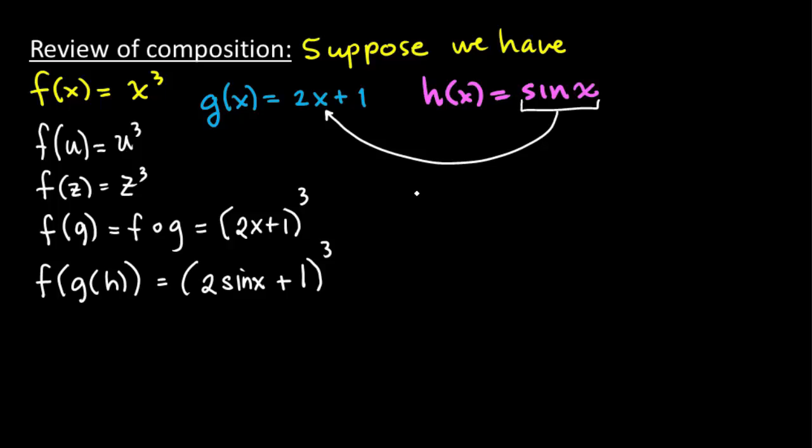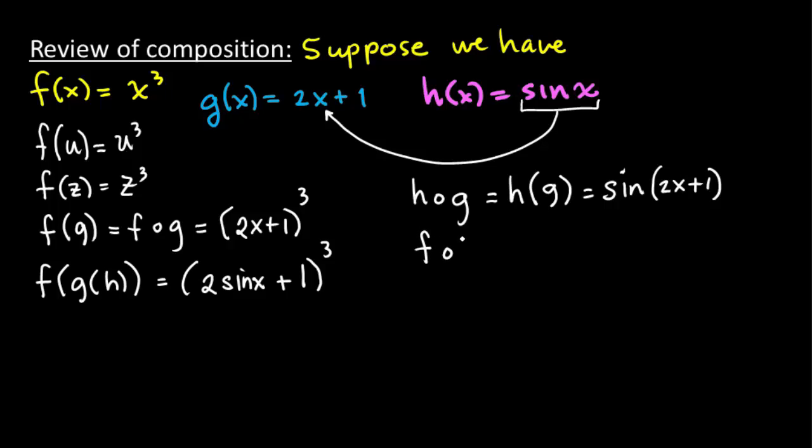Suppose we want to look at, say, what is h of g? That means you are looking at the function h, and you're changing the argument of h to another function g. So in other words, what we've got is the sine of x, and instead of the x, we replace it by g. But what is g? It's 2x plus 1. So we get sine of 2x plus 1.